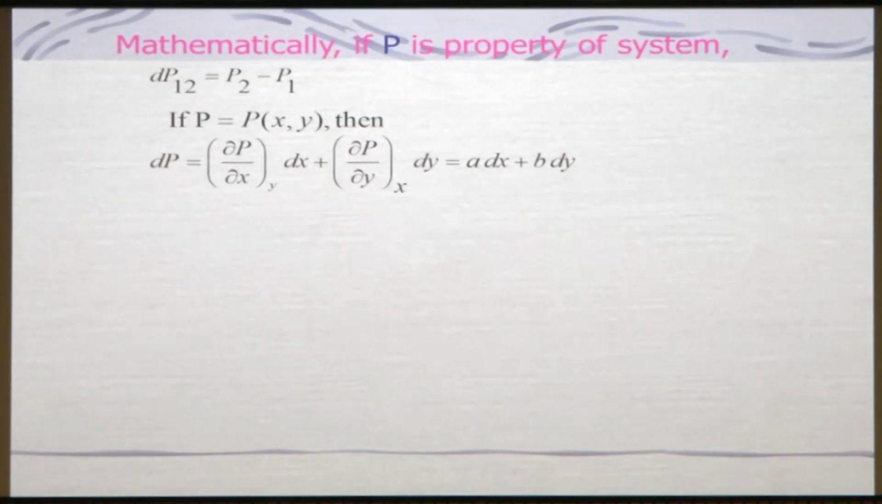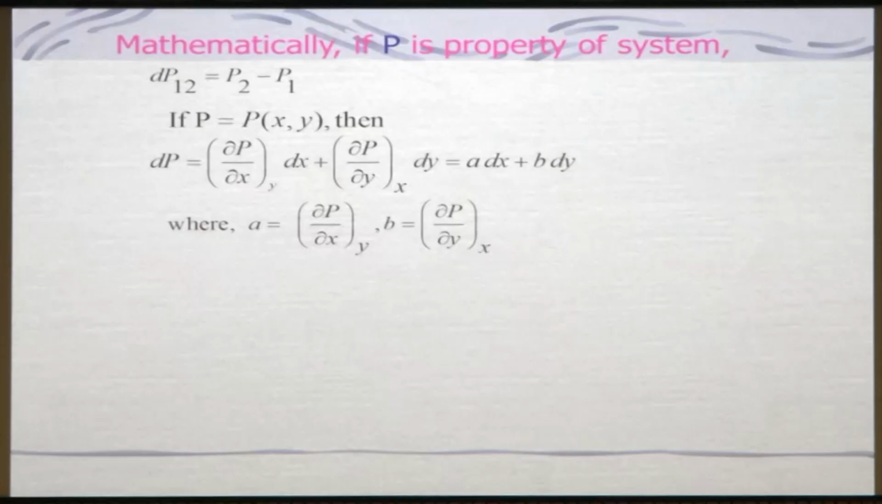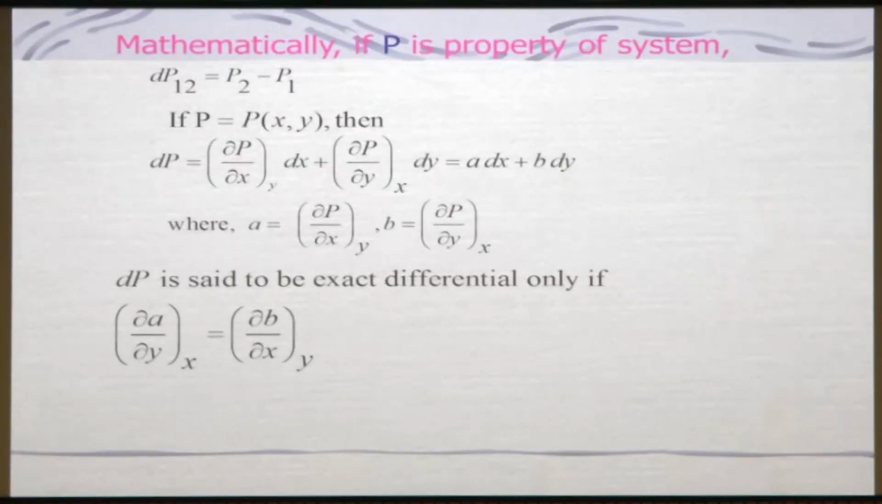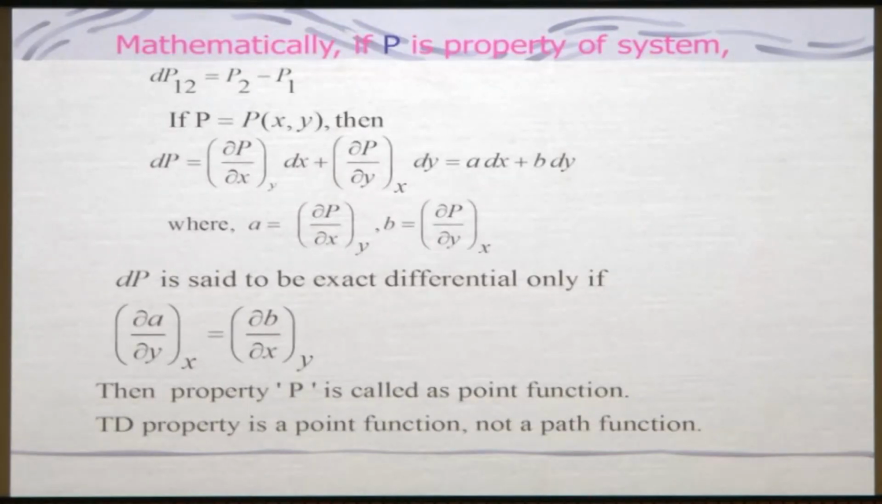What is A here? A is nothing but dou P by dou x when y is constant, and B is equal to dou P by dou y when x is constant. Now I want to find out whether P as a property is an exact differential or not. What will I have to do? I will have to use the condition that dP is said to be an exact differential only if dou A by dou y when x is constant equals dou B by dou x when y is constant. Then the property is called a point function, and a thermodynamic property is a point function, not a path function. It does not depend on the path.